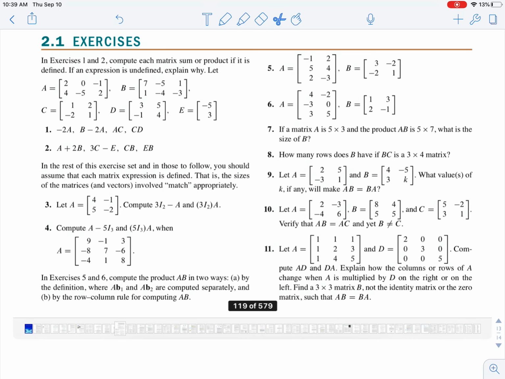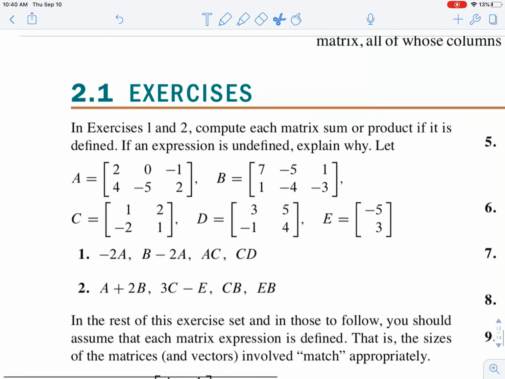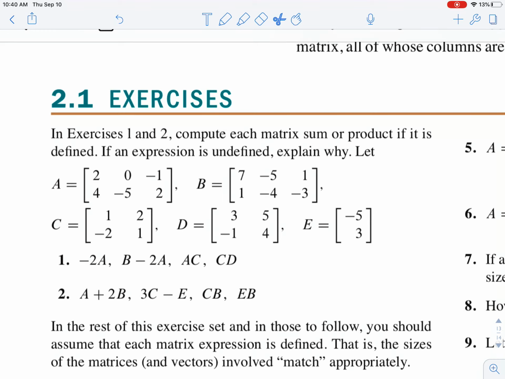And so I'm starting this video with just a screenshot from our book, just to show you the types of things we're going to be doing, right? And I'll go into them in more detail as we get there, but let's zoom in up here. So we've got a bunch of matrices. We've got A, B, C, D, and E. They're all different sizes, right?